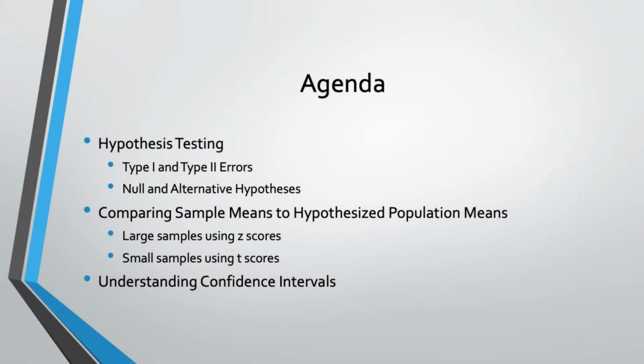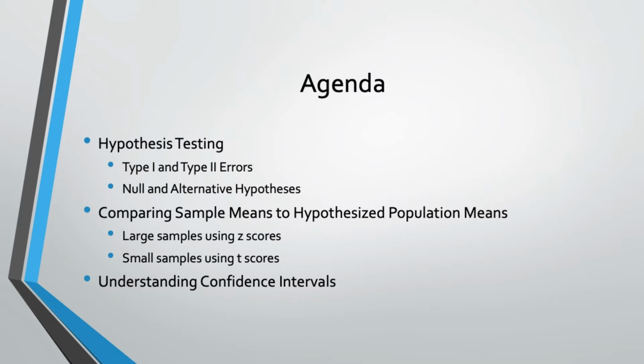So in this lecture we're going to review what it means to test our hypotheses. We're going to talk about the difference between type 1 and type 2 errors. I'm also going to get you a little familiar with the terminology we use when we're talking about testing our hypotheses, so the difference between null and alternative hypotheses. And then we're going to start getting into some statistical tests that we can use.